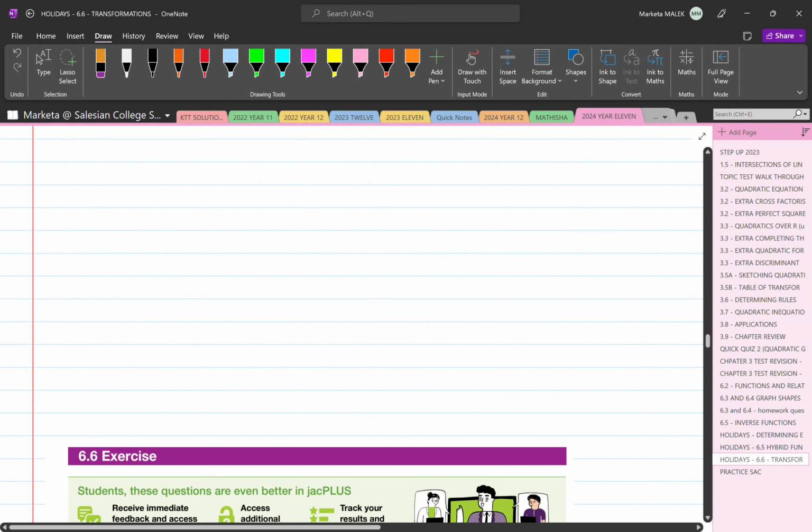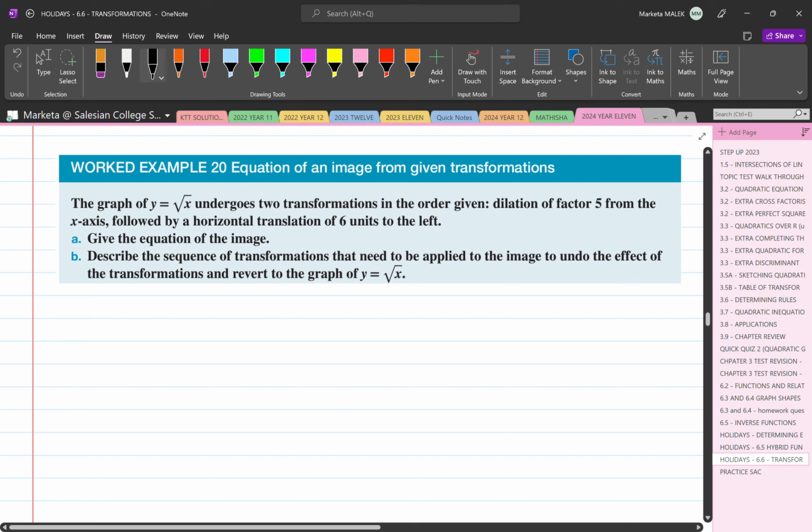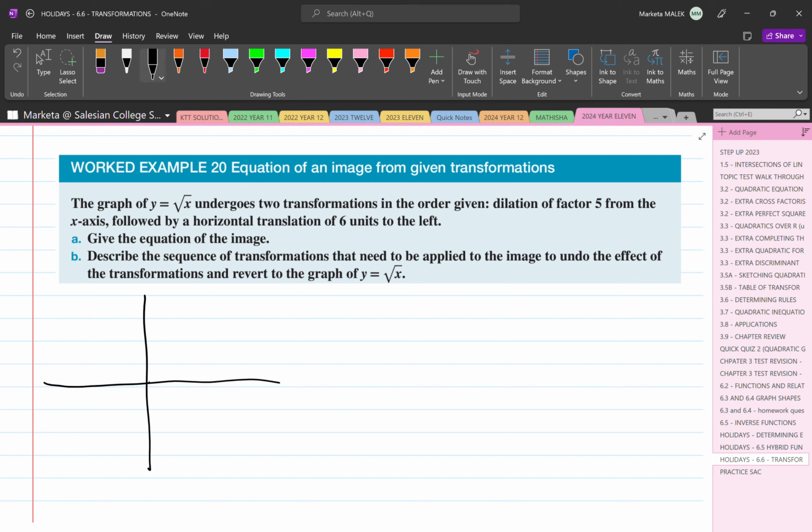All right, the last one we have. So here we have a graph of y equals root x. I'm just going to draw a little picture, not because I have to, they're not asking me to do that, but so we can see what we're dealing with. And it's got 2 transformations in the order given. A dilation factor 5 from the x-axis.